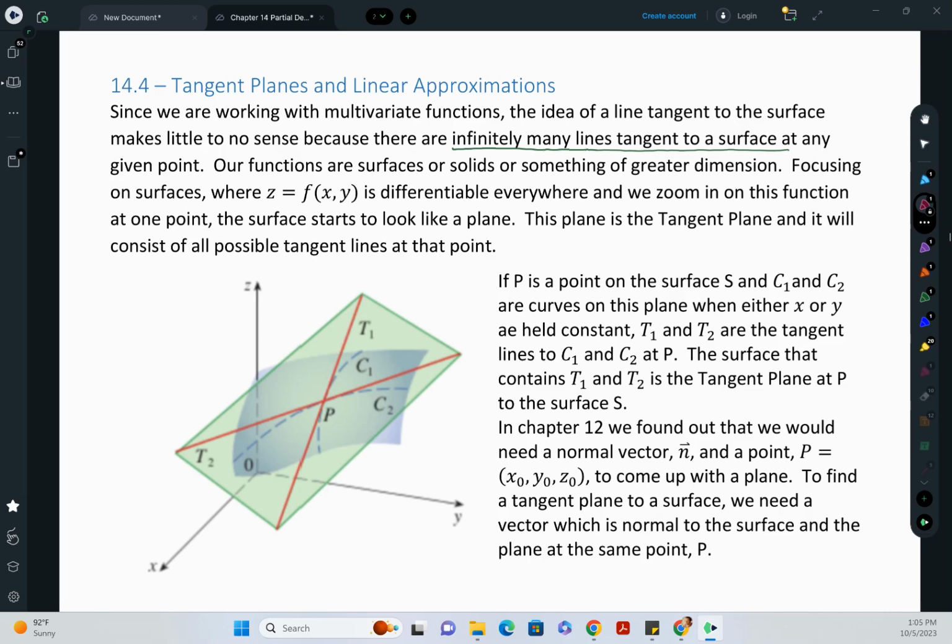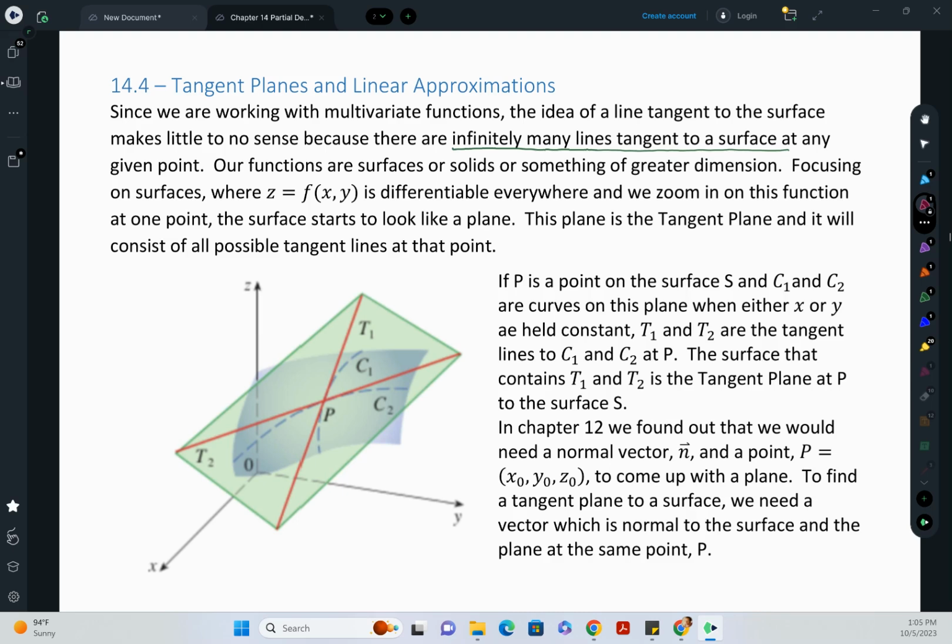Our functions are solids. They have greater dimension. And so when we want to talk about something that's tangent to our surface, maybe it's better for us to think of getting the thing that would capture those infinitely numerous tangent lines to our surface. And the only thing that could do that is a plane.